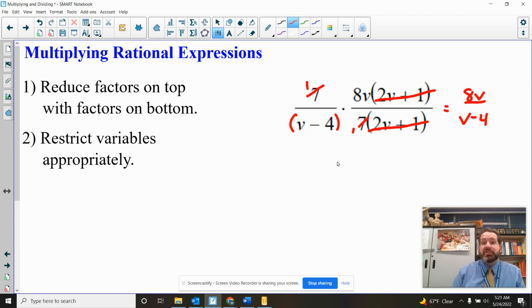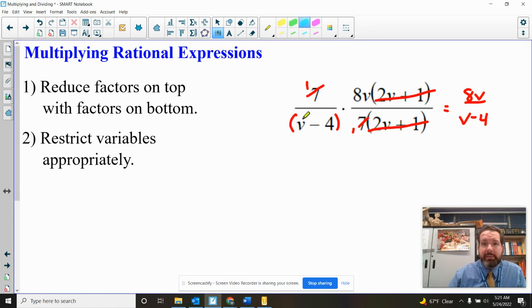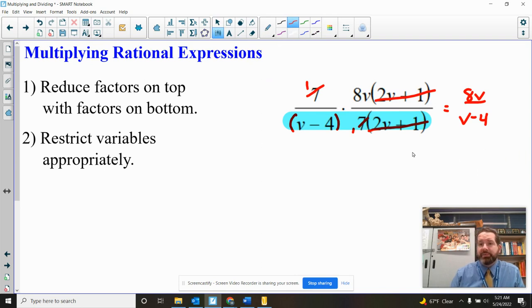And then as far as restrictions, make sure you check. I'm going to use my highlighter here. How about the blue one? Make sure you check any factor that was ever in a denominator. That includes at the beginning and also at the end. So going back to the start here, when I'm doing my restrictions, I just want to make sure we don't divide by 0. So v cannot be, from this factor, positive 4. And from this factor, negative 1/2.